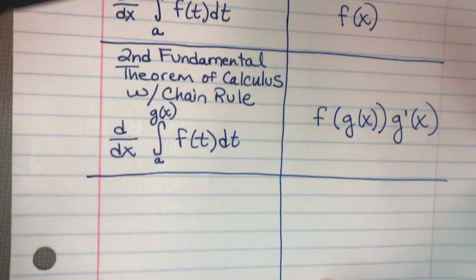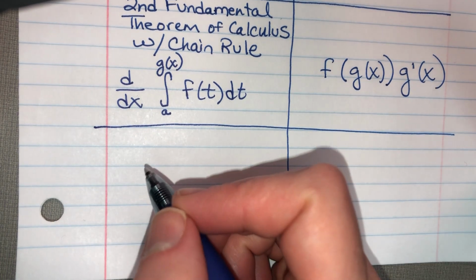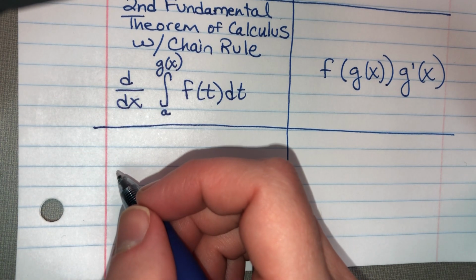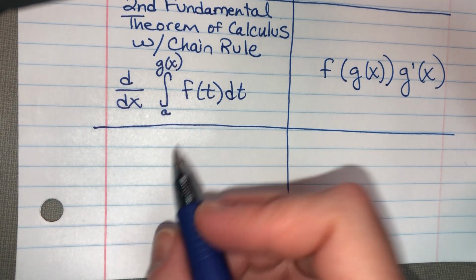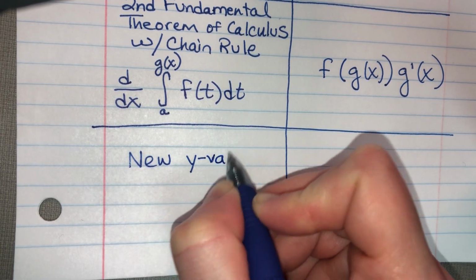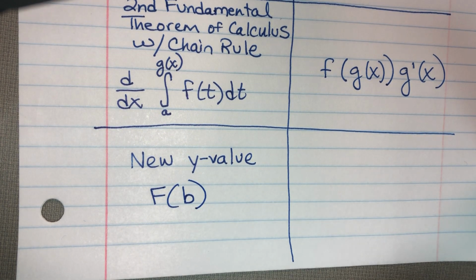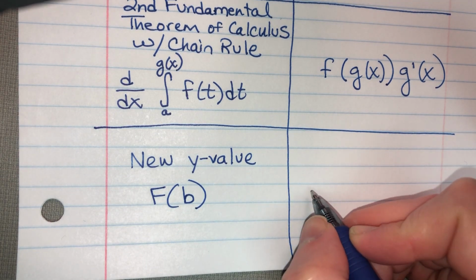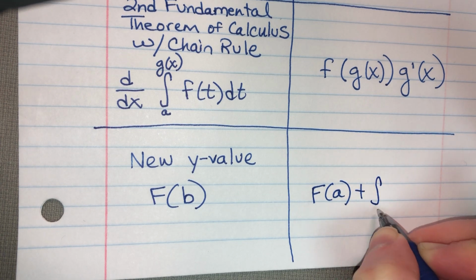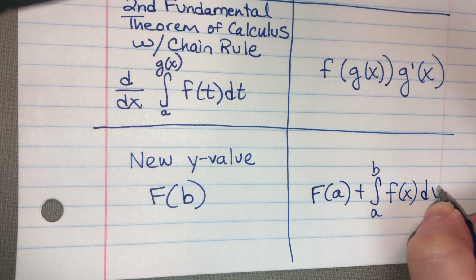Okay, and the last one that I have for you today is one that I didn't used to include in my note card set. And I added it at the request of my students because there's a whole lot of problems that it seems to be very useful for. So I've called it the new y value note card. And it's to find f of b. And what goes on the back of that one is f of a plus the integral from a to b of f of x dx.